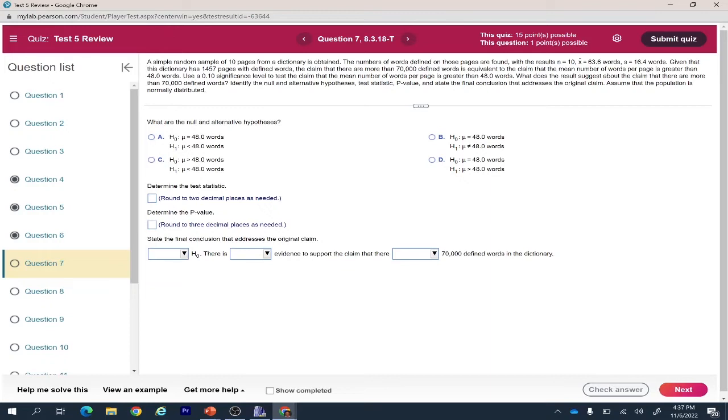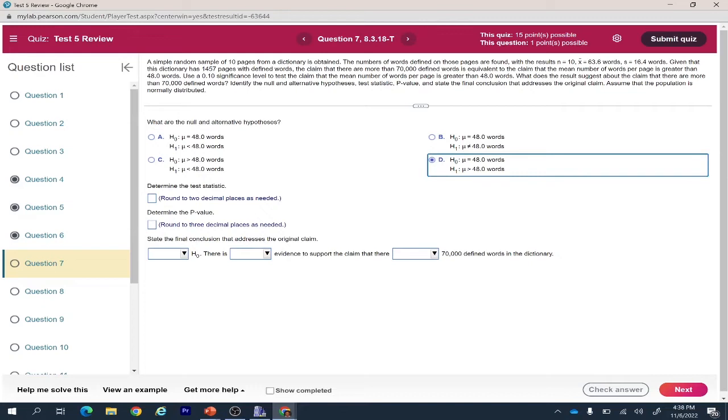Given that this dictionary has 1,457 pages with defined words, the claim that there are more than 70,000 defined words is equivalent to the claim that the mean number of words per page is greater than 48 words. Greater than. So the null hypothesis is mean equal to 48 and the alternative hypothesis is greater than 48. So that's our hypothesis. How do you find the test statistic?